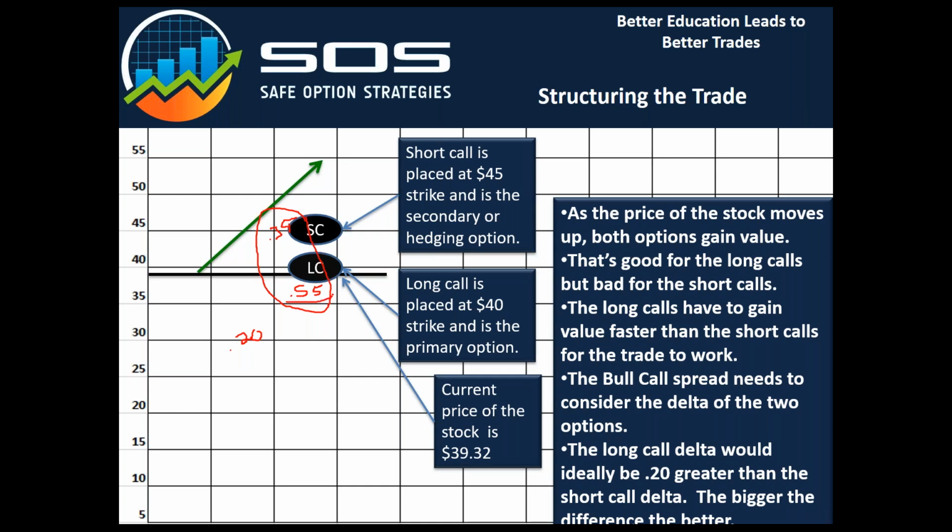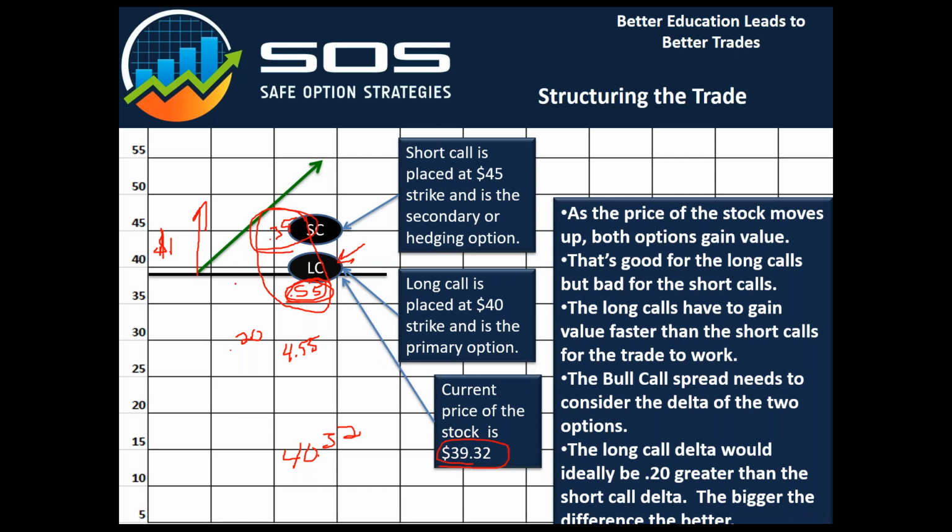A 0.55 delta on this long call means that for every dollar that the stock moves up in value, this long call should move up approximately 55 cents in value. That's what a 0.55 delta means. So if my stock goes from $39.32 a share to $40.32 a share, my $4 long call should be worth then $4.55.